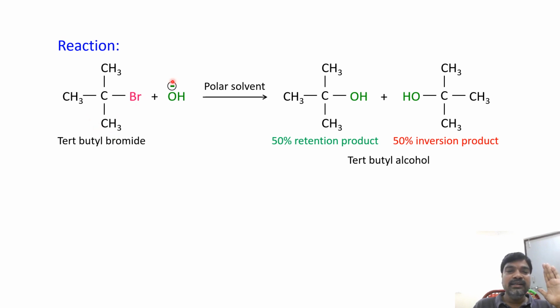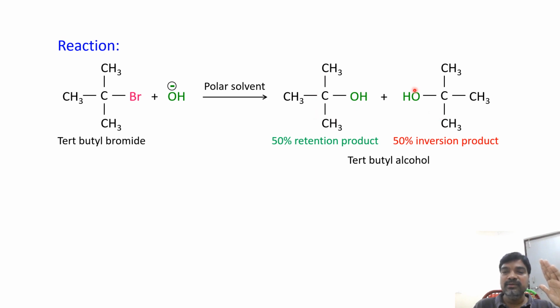When tertiary butyl bromide is reacted with the hydroxide ion, a strong nucleophile, then this Br can act as a weak nucleophile because bromine electronegativity is more than carbon. Therefore, this can make a partially negative charge, and this can make a partially positive charge. Then overall, this Br- can be replaced with the OH-. In the presence of polar solvents, this reaction occurs. The resulting product is tertiary butyl alcohol. So 50% retention product, because exactly where the bromine is, it is replaced with the OH. Therefore, this is called 50% retention product.